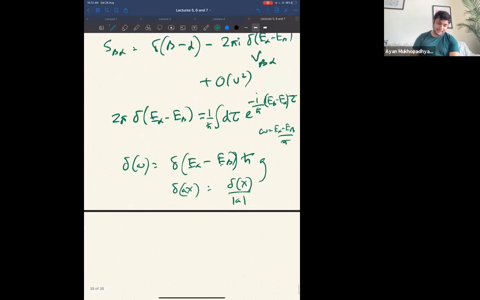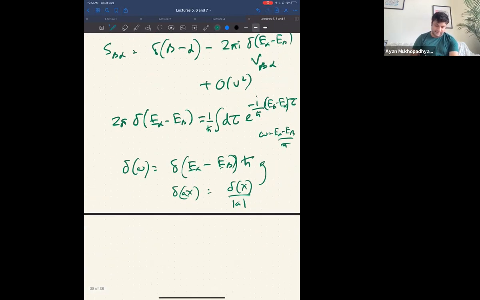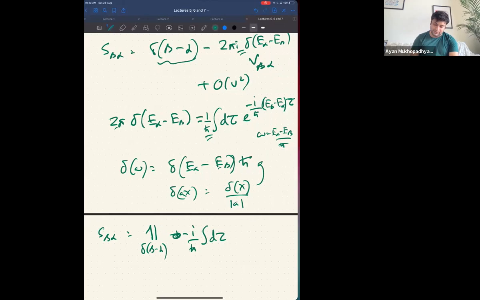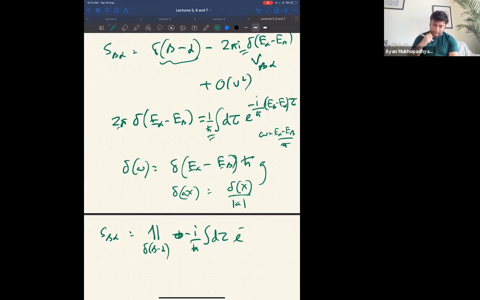And then if I insert this in this expression, what I get is S beta alpha. Let me write it schematically, simply identity, plus it basically means that it is delta beta minus alpha, nothing more. And then I get this term minus the integral d tau, and there's a minus I here, and 2 pi is already included here. So I take 1 over h bar from here, minus I from here, and I get minus I by h bar d tau e to the power minus I by h bar E beta.